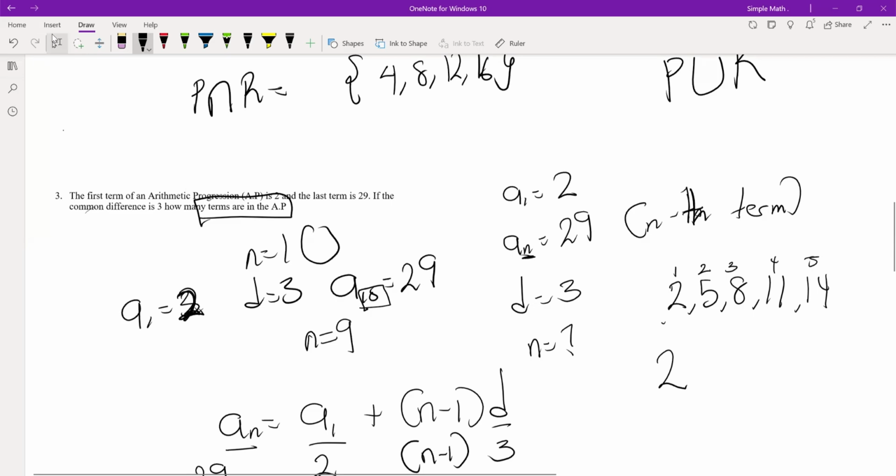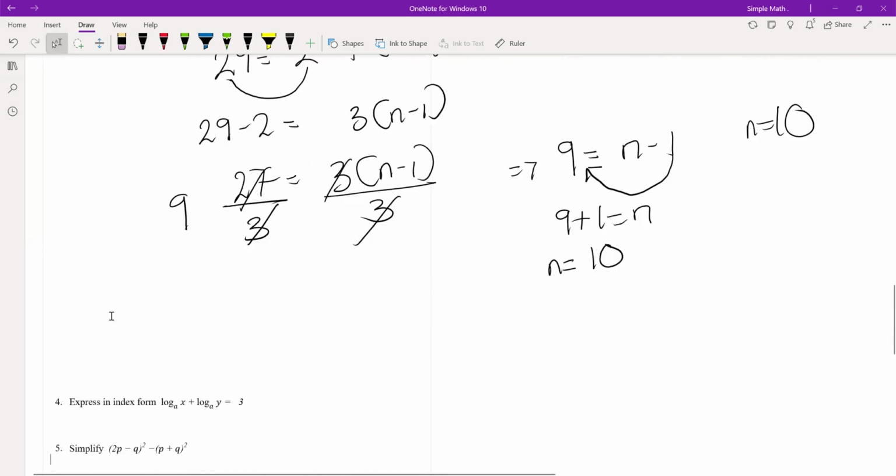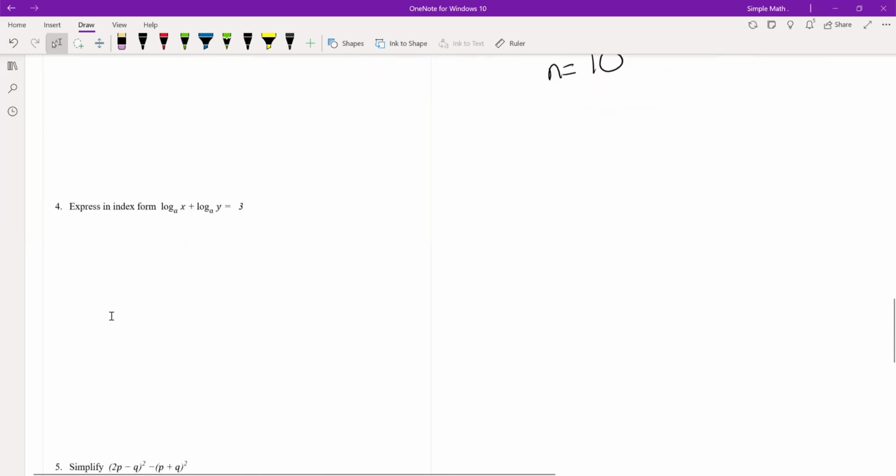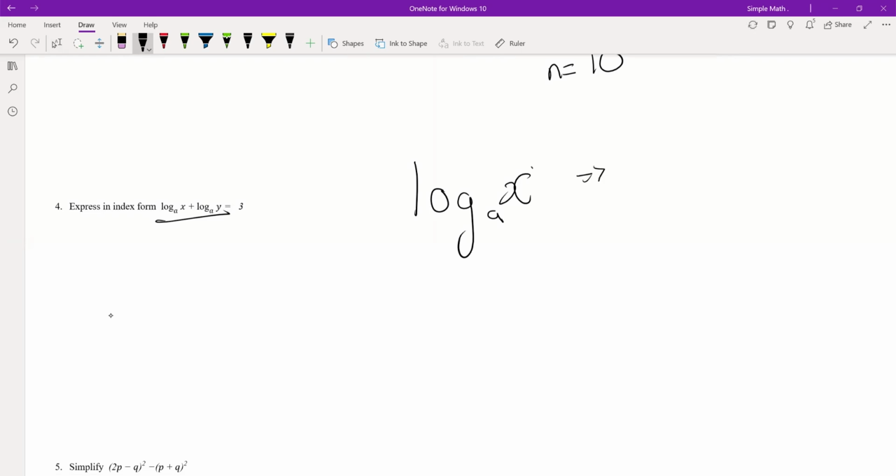All right, so let's go to question number 4. Now express this in index form. Let's deal with this first. This is when you add logs together. Log x base a, that's how you say it, because this is your base and this is your actual value, your x. So log x base a plus log y base a.